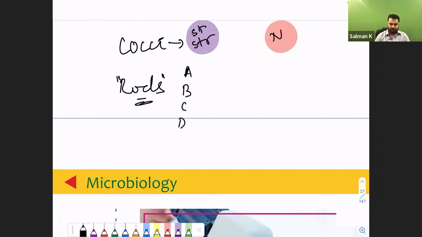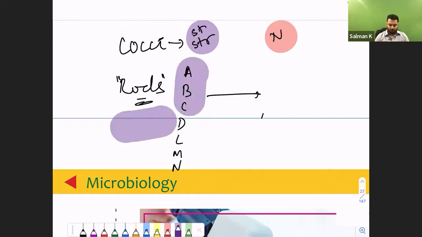Done. Next, we have the rod-shaped organisms. You should be memorizing it as ABCDLMN. These are the rod-shaped organisms. Everybody else, it is gram-negative rod. Okay? So that's about it. The rod-shaped purple, if you see, you should know we are talking ABCDLMN here.